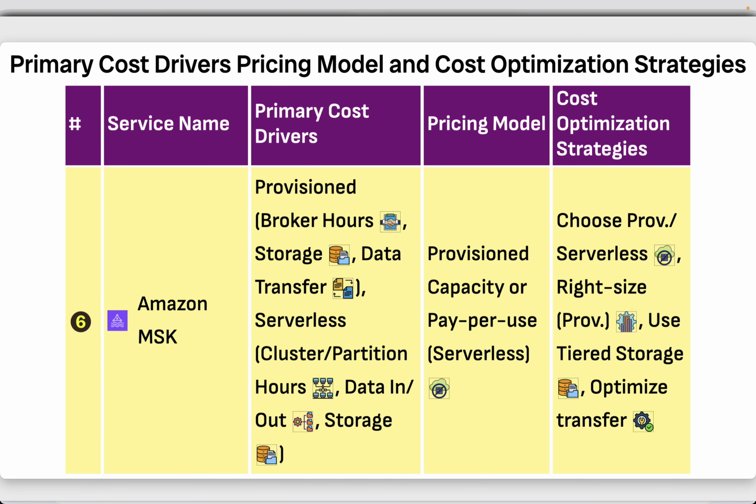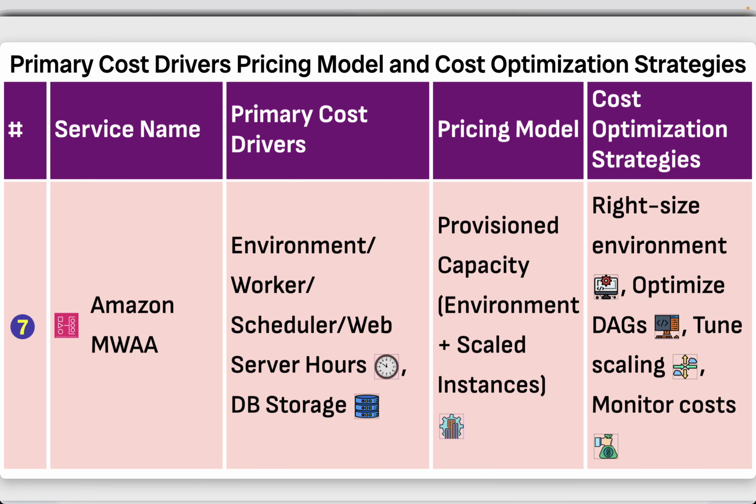Next, Amazon MSK provisioned costs are broker hours, storage, and data transfer. Serverless costs are cluster hours and partition hours, data in, data out, and storage. Pricing is provisioned capacity, or pay per use for serverless. Optimization includes choosing between provisioned mode and serverless mode, right sizing resources for the provisioned mode, using tiered storage, and optimizing data transfer.